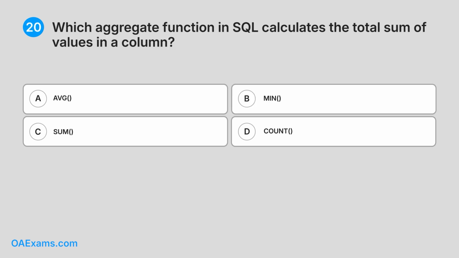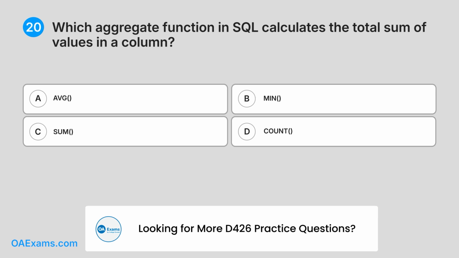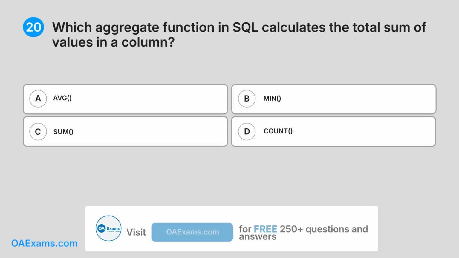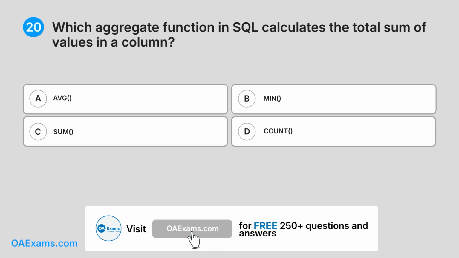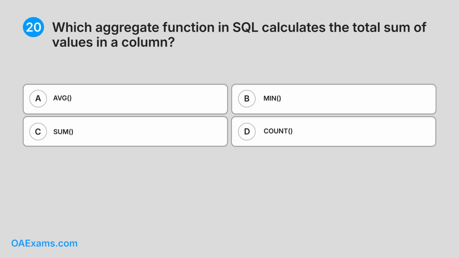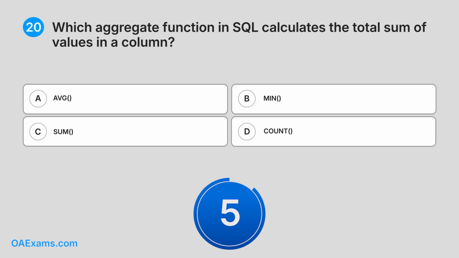20. Which aggregate function in SQL calculates the total sum of values in a column? A. AVG. B. Min. C. Sum. D. Count. Do you know the answer?